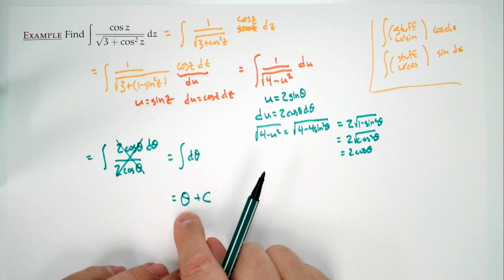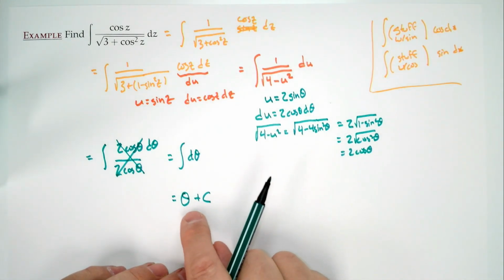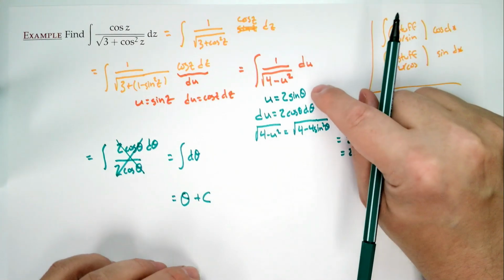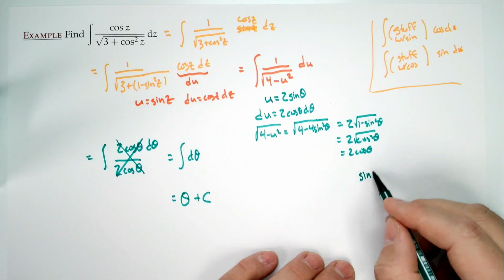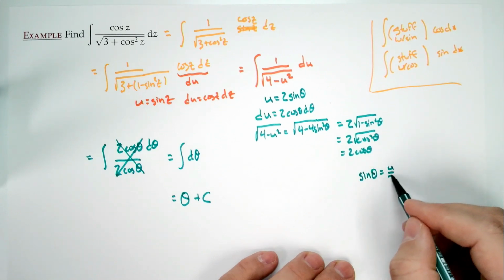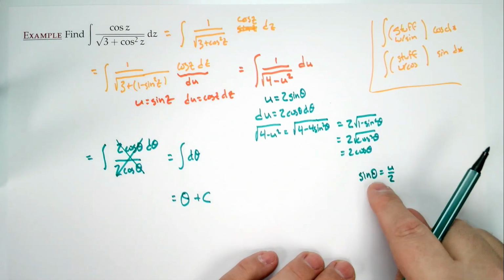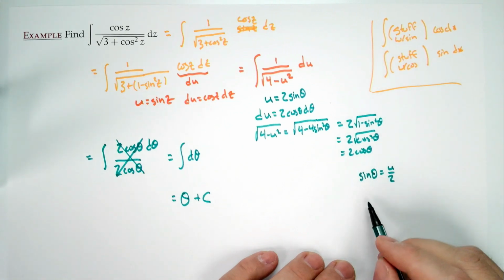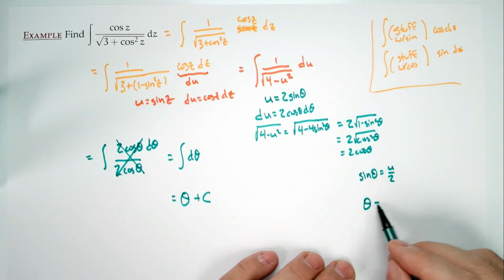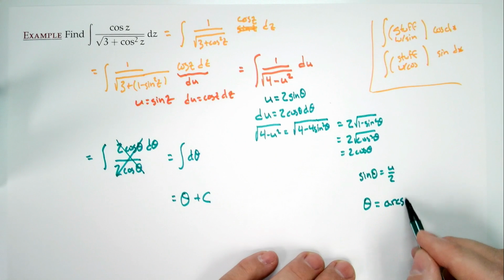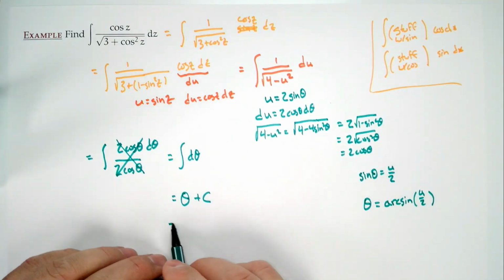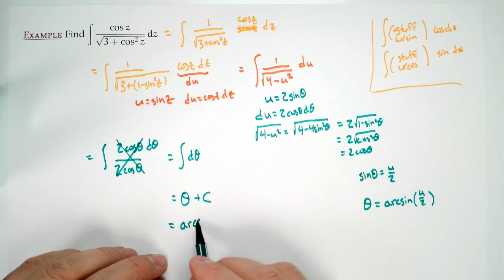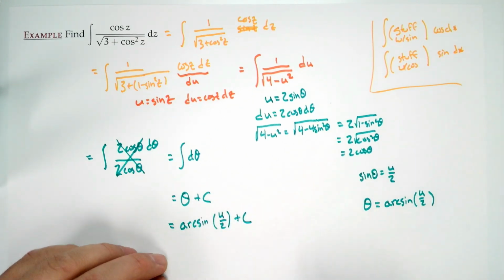Now that's not our answer. We've got to work our way back. So let's go up, figure out where did theta come from. Theta came from this substitution. So we get that sine of theta is u over 2. And so to get theta, we got to get rid of the sine, which means use the inverse function. So theta is arc sine of u over 2. All right, good. So update. Arc sine of u over 2 plus c.